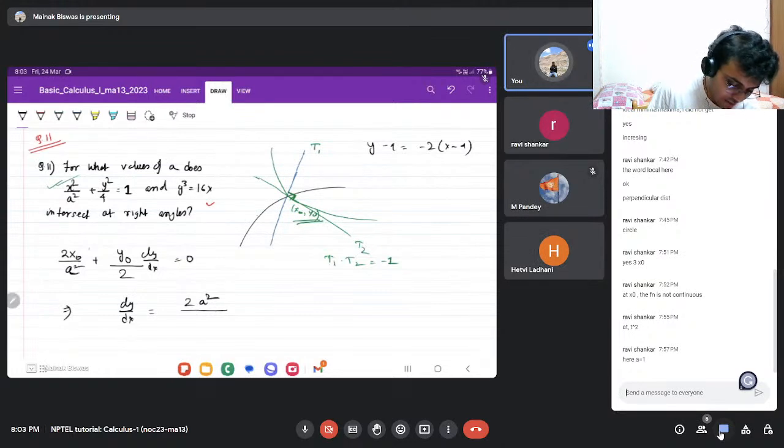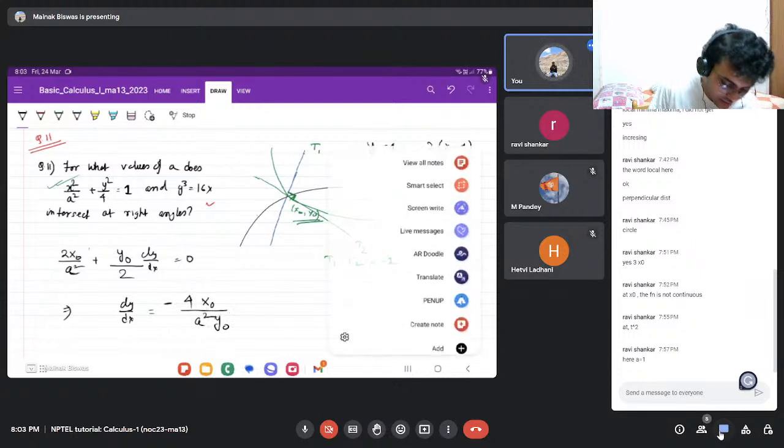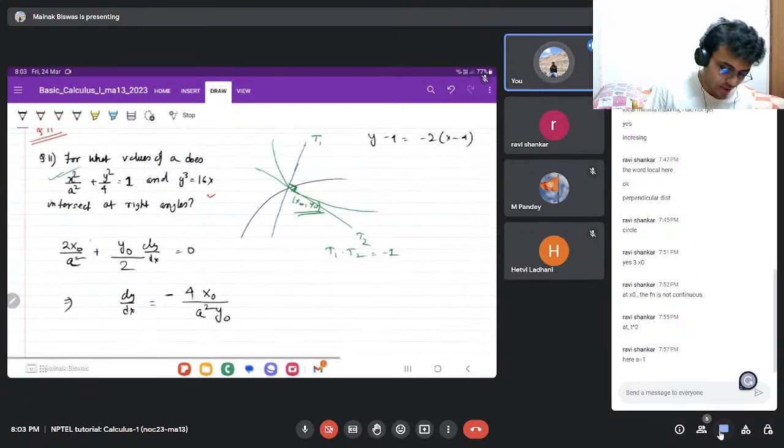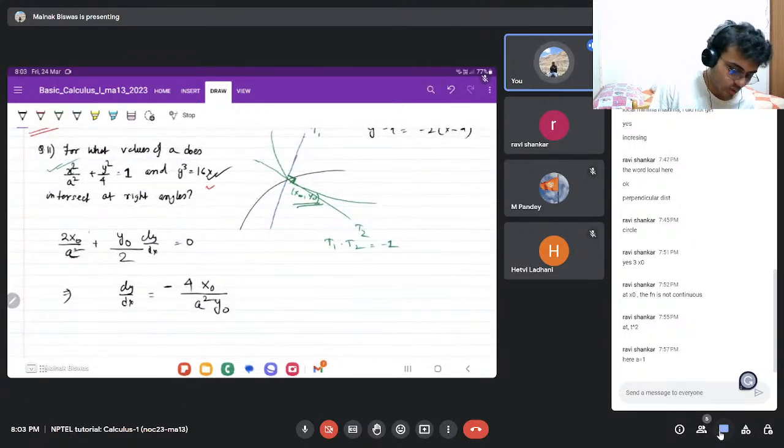So it's minus 2 x naught by a squared into 4 by y naught. Negative, right? This is correct. This is the first one. The second one, I took this by taking the derivative on both sides.